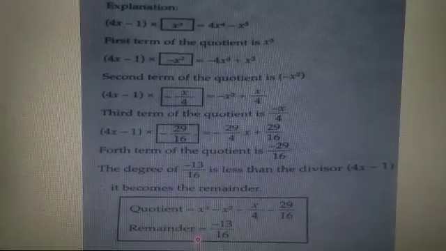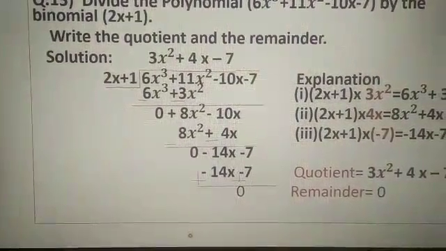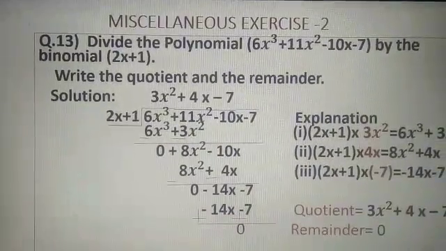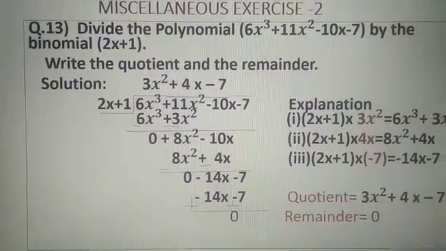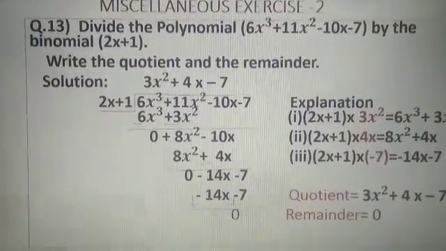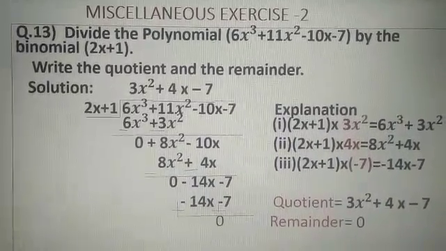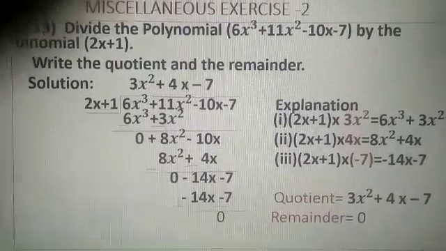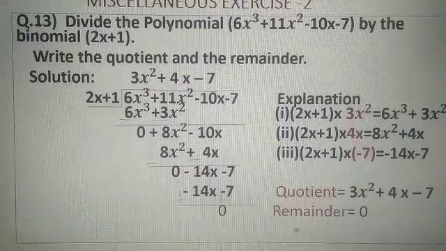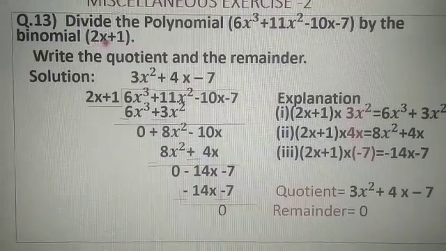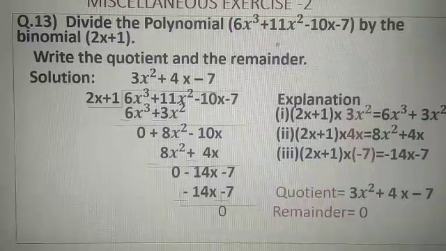Okay, now let's see the next part, that is 13th question of miscellaneous exercise 2 of this chapter, which is based on this chapter. So what is the miscellaneous exercise 2? Now we will start, and question number 13 of this chapter is there. Divide the polynomial 6x cube plus 11x square minus 10x minus 7 by the binomial 2x plus 1. Now here the binomial is given and we are dividing the polynomial by binomial.